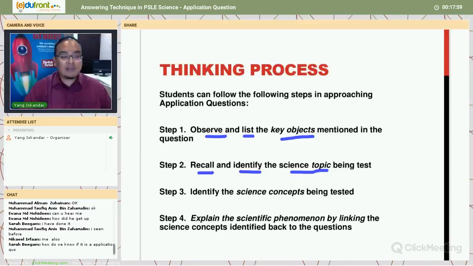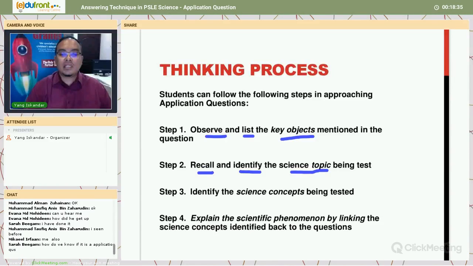All right, Sarah, very good question. Sarah is asking, how do we know if it is an application question? Like I mentioned earlier, application questions are questions which relate to day-to-day situations. We are expected to answer the question, applying the scientific concepts that you have learned to the situation given. Other kinds of questions that you see in the PSLE or in your exams are experiment questions, right? They give you an experiment setup, they give you a table, they give you graphs.